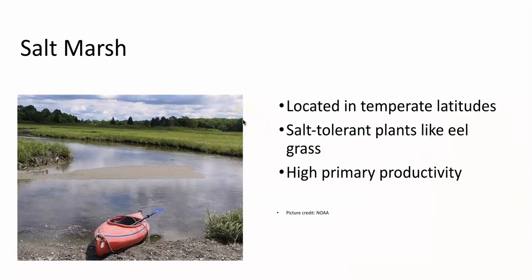A salt marsh is a type of estuary in temperate latitudes. You have salt-tolerant plants like eelgrass in it, and it has high primary productivity. A salt marsh close to us is in Carpinteria next to the city beach. There is a salt marsh with some walking paths. And if you are able to be there in high tide, you will actually see small leopard sharks and some rays in that salt marsh.